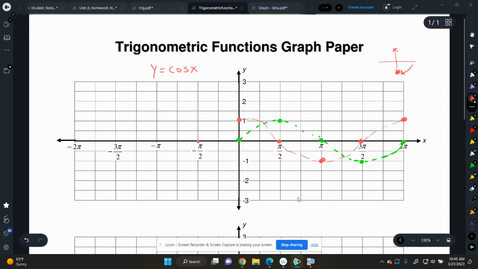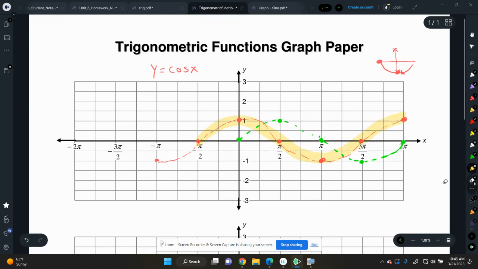0. What's the cosine of negative pi? -1. Okay, so look what's going on with this curve. It's the same curve as a sine function, but it is shifted over pi over 2 units.